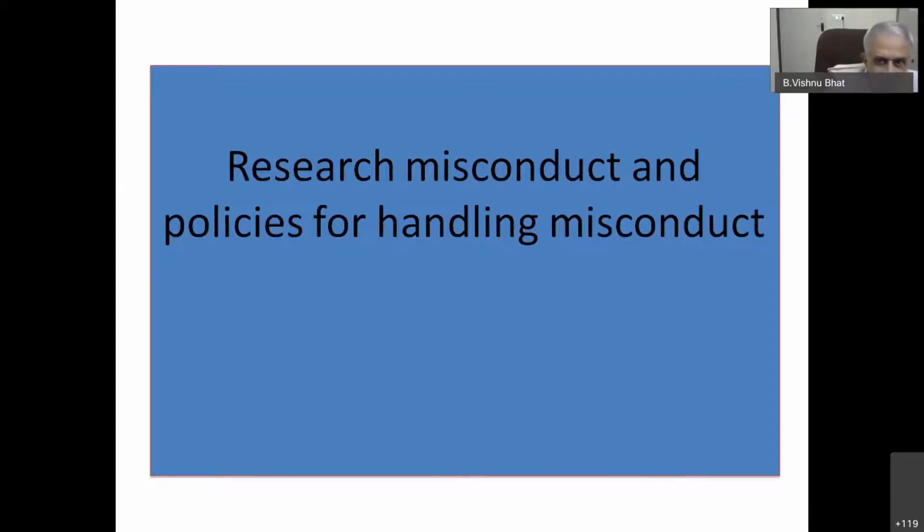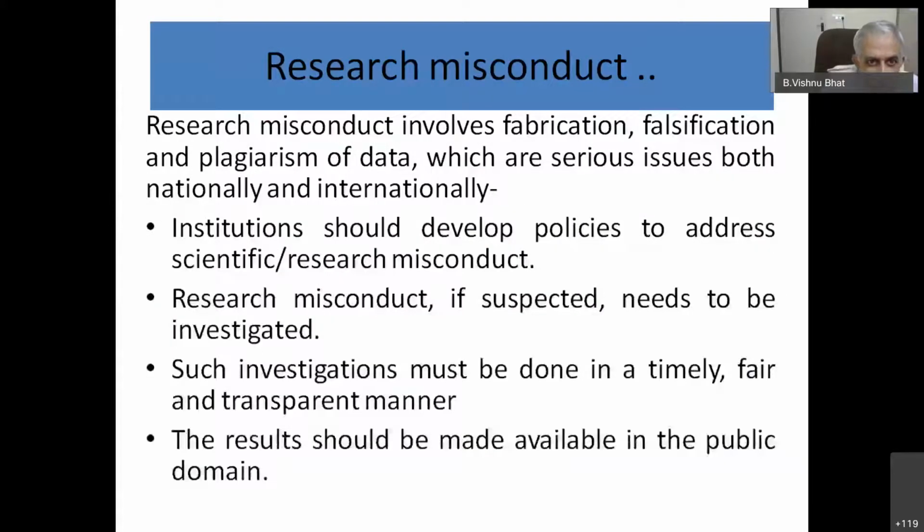Now, research misconduct, policies of misconduct. This is also a very important issue. Research misconduct comes with fabrication of data. You don't get the data, so you change the numbers. Falsification, you show it wrong, record it wrong. Or plagiarism of data, somebody else has done a study somewhere and you just copy the data. These are all serious issues which occur not only in India, but everywhere in the world. But one should be very, very careful.